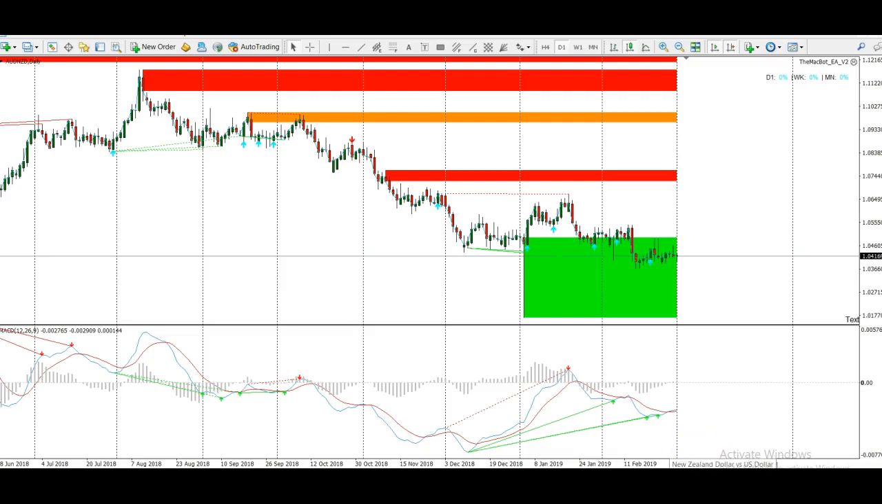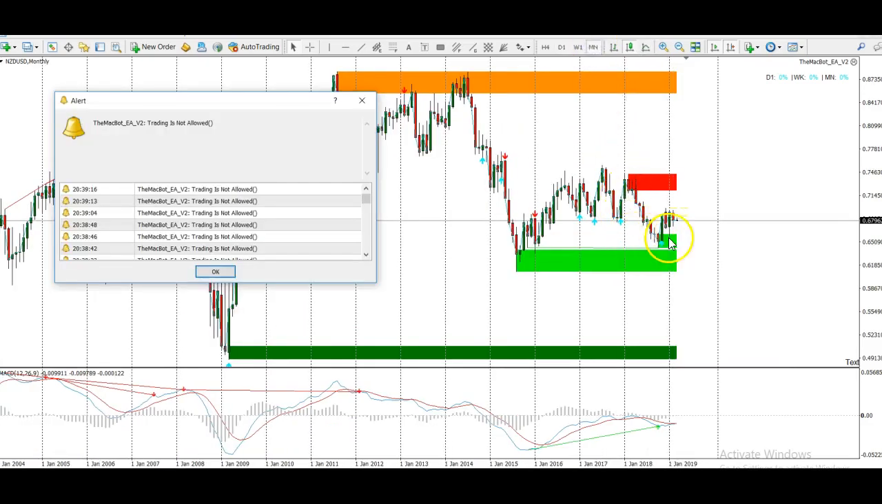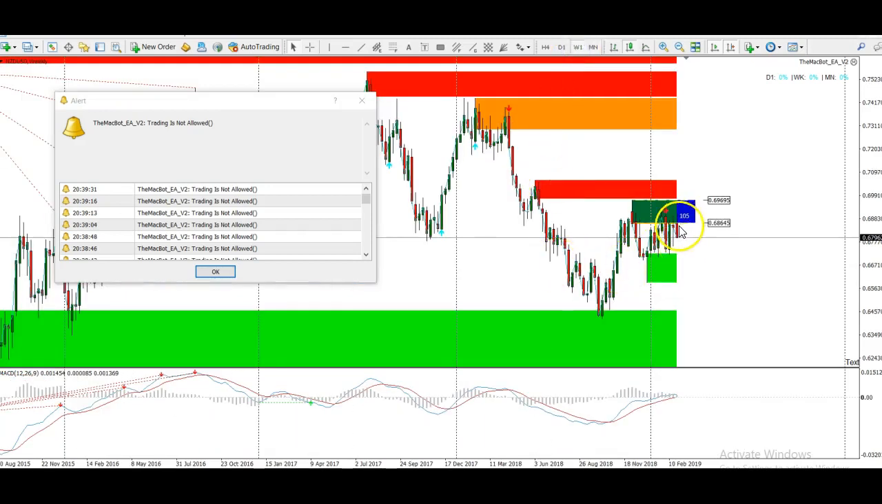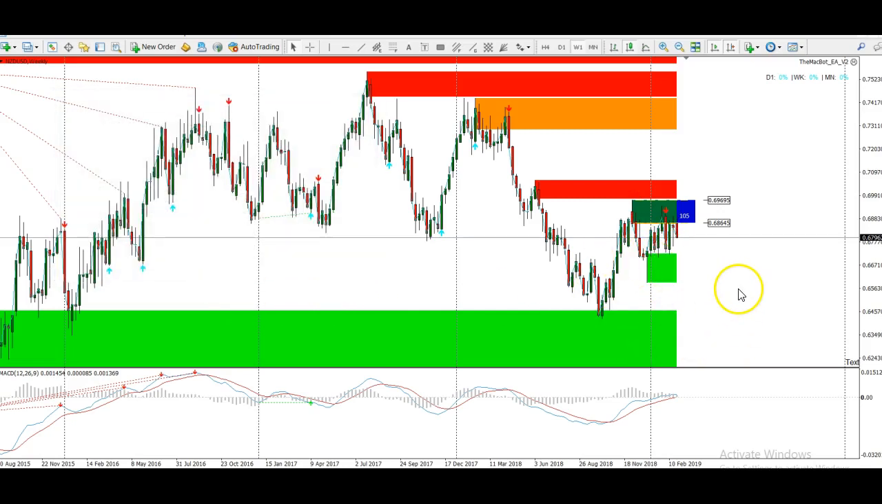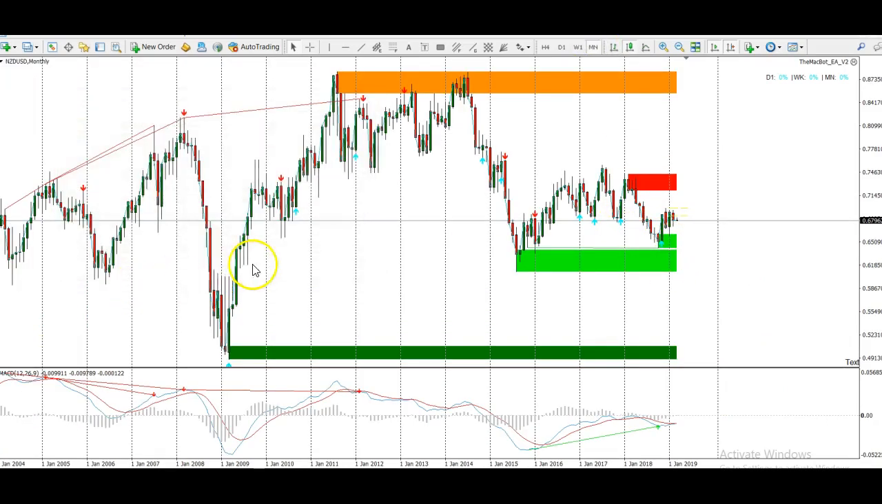One more pair, the Kiwi USD monthly. Expect to move back down towards this monthly area here. Okay, so it's been very, very choppy here. So expect it to continue back down and look to buy around this kind of 65 area. Okay, so that's the outlook for this month.